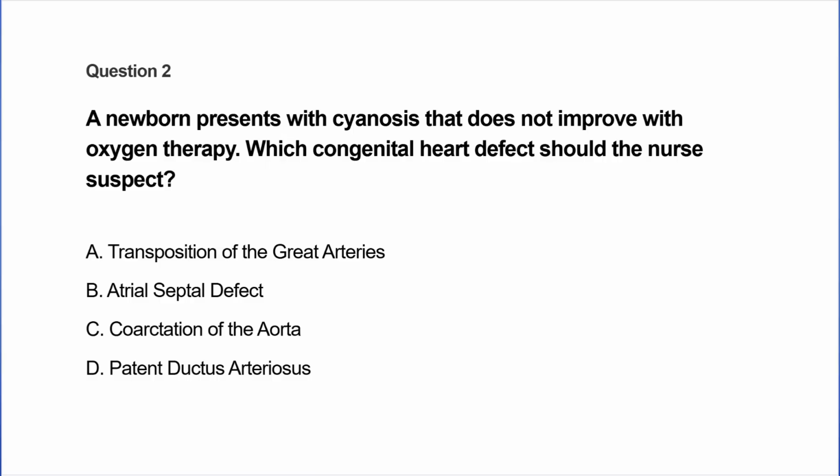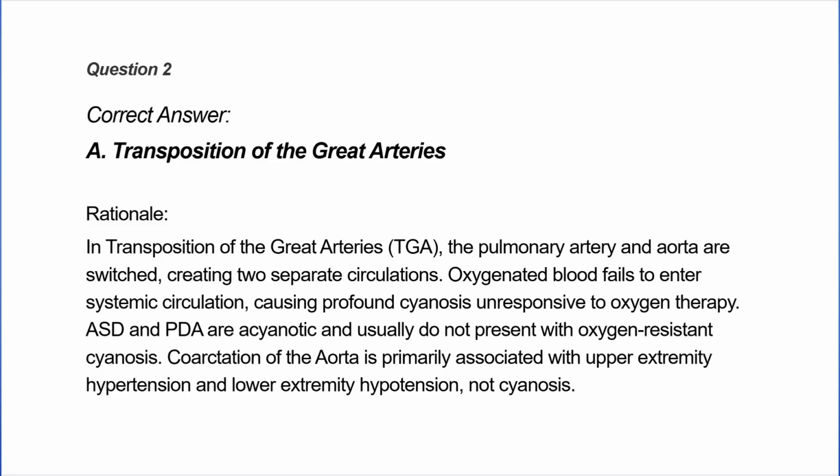Question 2. A newborn presents with cyanosis that does not improve with oxygen therapy. Which congenital heart defect should the nurse suspect? A. Transposition of the great arteries. B. Atrial septal defect. C. Coarctation of the aorta. D. Patent ductus arteriosus. Answer: A. Transposition of the great arteries.